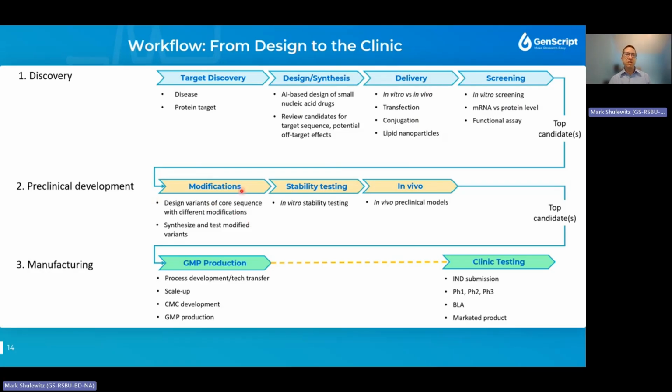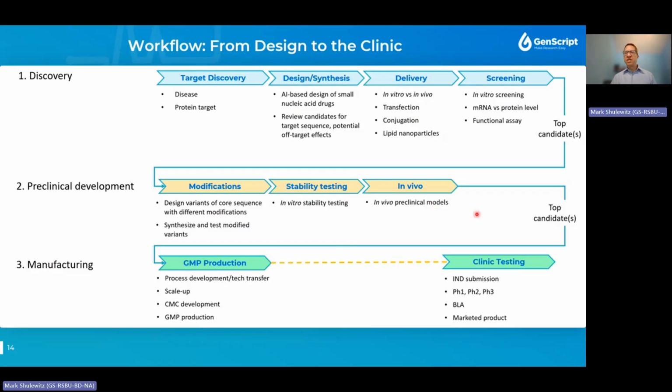Preclinical development includes modifications to improve the stability of your siRNA. We'll look at that in more detail. And this can be coupled nicely with in vitro stability testing. We offer that at GenScript. It's a really fast way to quickly test those modifications and identify a modified form of the siRNA that can now be moved into your in vivo preclinical models.